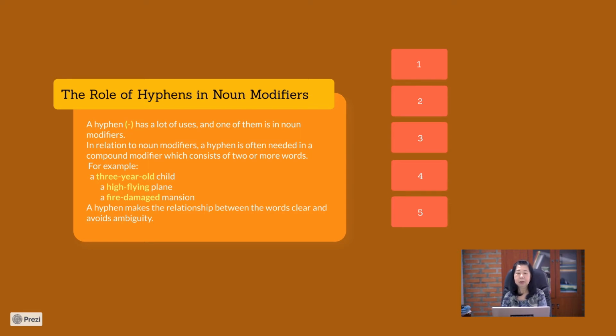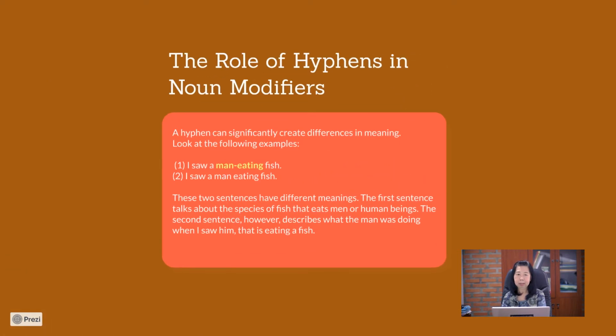Okay, so a hyphen makes the relationship between the words clear and avoids ambiguity. Jadi dengan hyphen, hubungan antar kata itu jelas, dan ini akan menghilangkan ketidakjelasan. Now, let's look at the next thing. We have 2 examples here.